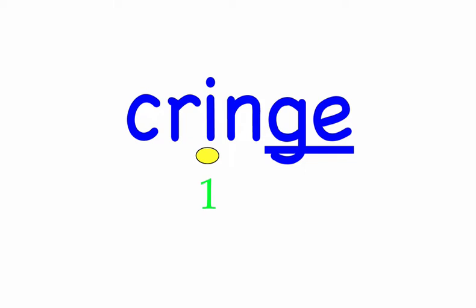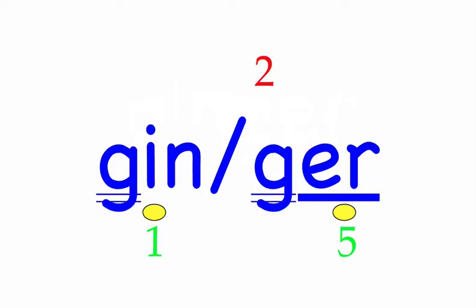Ginger. Ginger. I like a little ginger in my milkshake. Ginger. Gin. Three sounds. J, I, n. Jur. Two sounds. J, r. Ginger. Mark the word. Ginger.